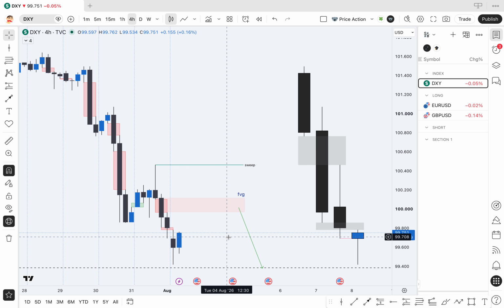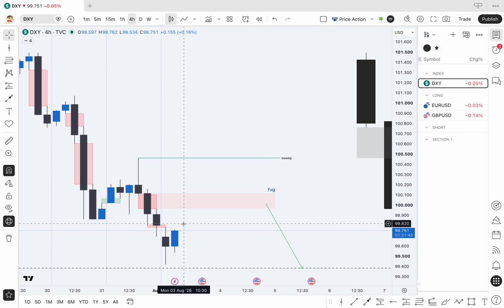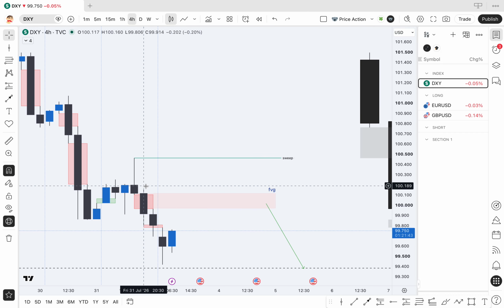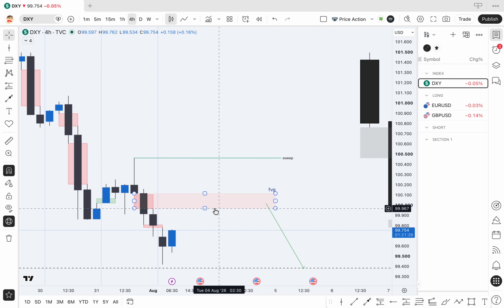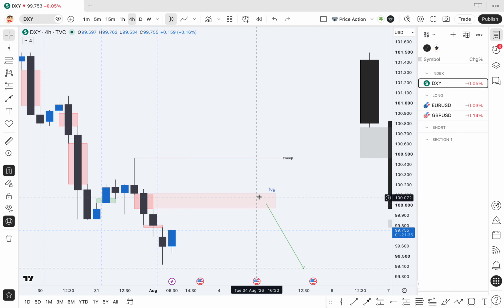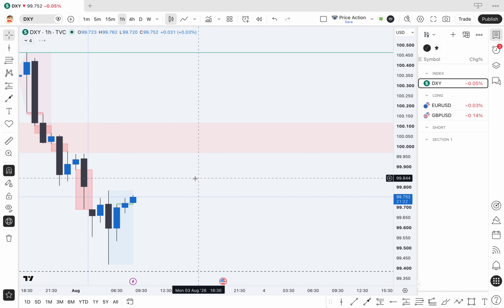What comes next? Next comes a point. A zone is a really big price range. So we don't know if price will react from here and come down, or react from here and come down, or react from here and come down. It could choose any point. We need an exact point from where we are expecting price to react. So for that, we need to go to the hourly time frame and look for swing points.